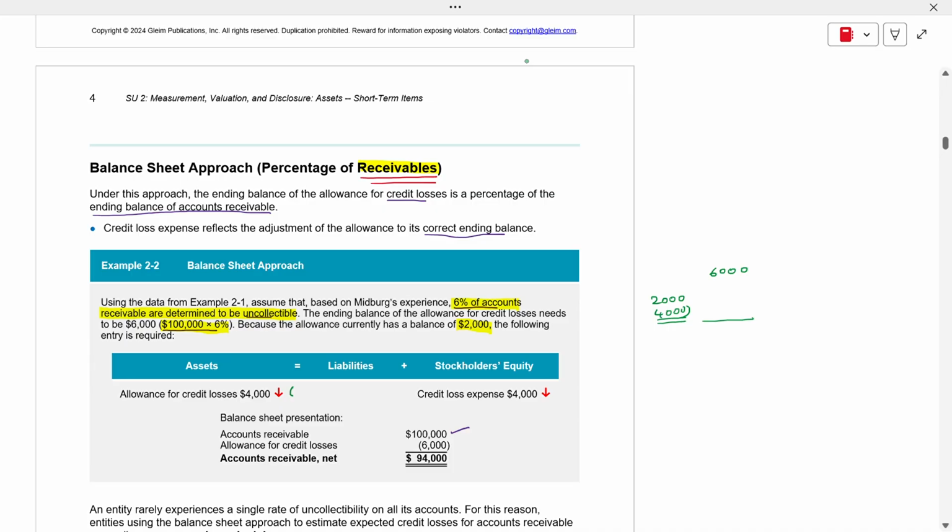How does this 4,000 come? It comes to 6,000 minus 2,000. Total we are taking 6,000, that is 100,000 into 6%. But we already have a closing balance of allowance of 2,000. That 2,000 stays, and we have to add the current year difference in the amount.